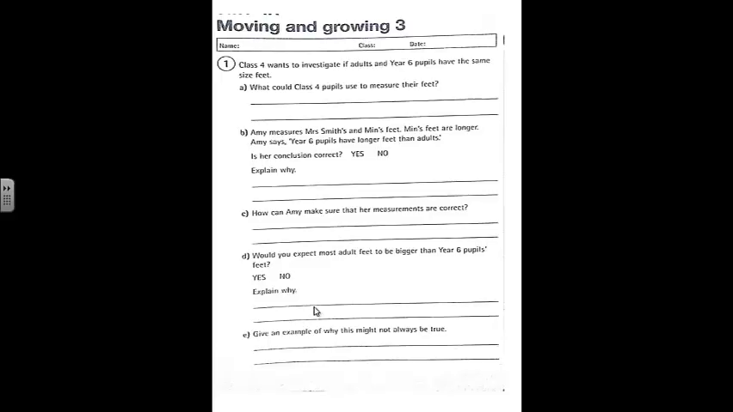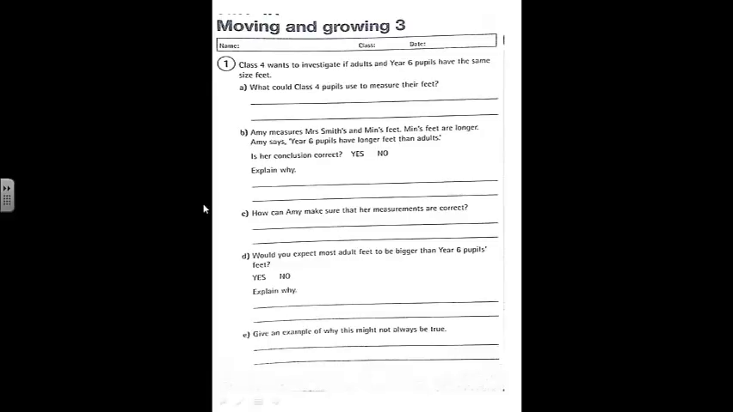Question D. Would you expect most adult feet to be bigger than year 6 pupils' feet? Yes. Why? Because adults reach their most in growth, while year 6 pupils are still growing. So adults' bones must be bigger than grade or year 6 pupils' bones. Because as we grow up to be an adult, the most of our growth, we will get bigger bones. Our bones will grow up with us.